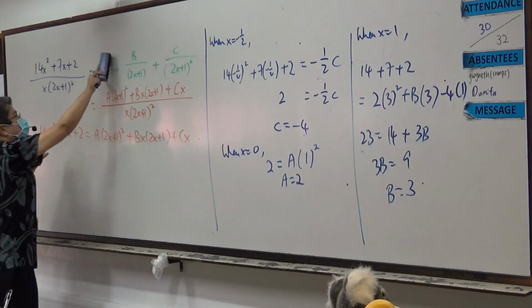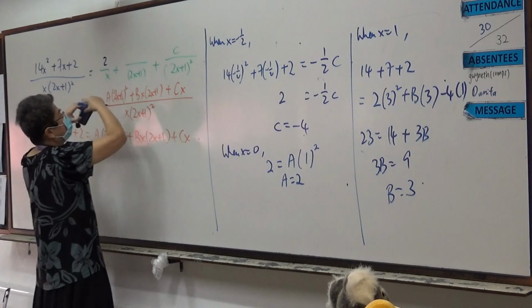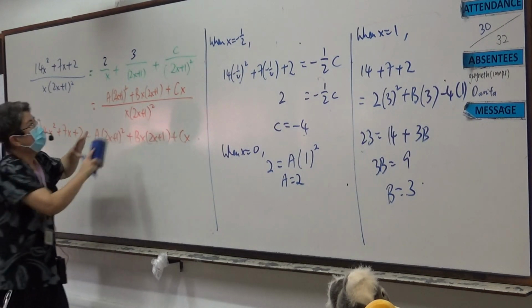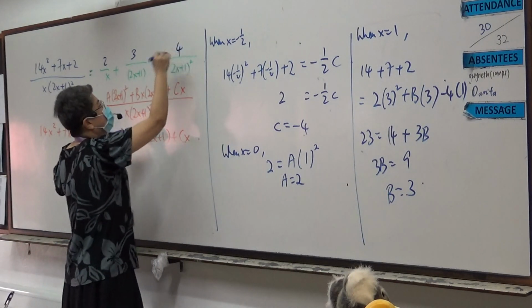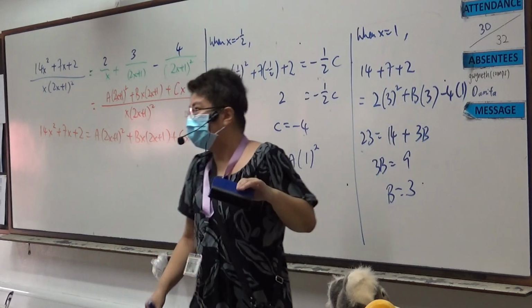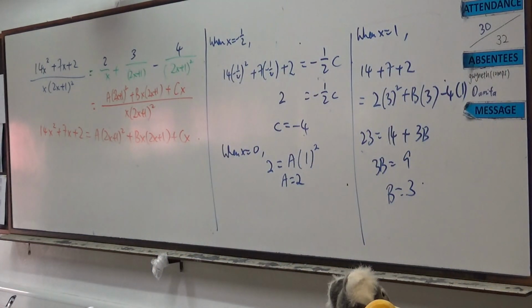So now I know already. What's my A? 2. What's my B? 3. What's my C? Negative 4, I can put negative here and then 4 here. Everybody clear with what I'm saying here? Okay? Alright.